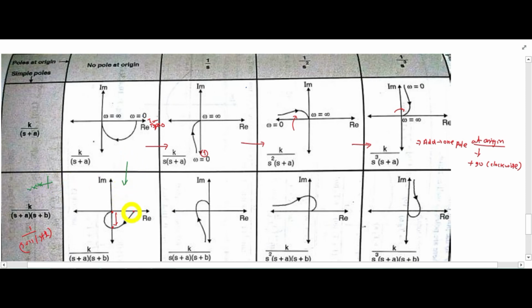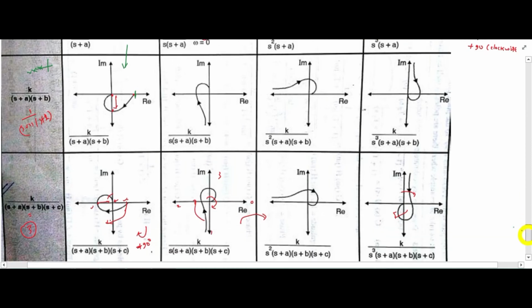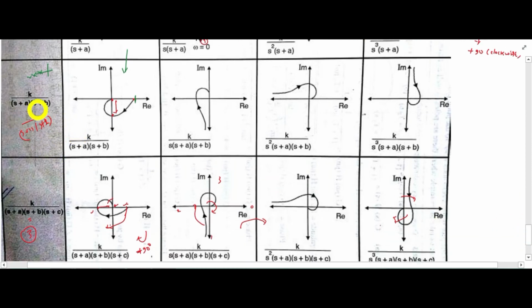Our polar plot tail remains at the same position, but the head of the polar plot shifted 90 degree in clockwise direction. Now see here, when I am adding a pole which is not at origin, 90 degree shifted. Again we are adding another pole, then the head shifted 90 degree in clockwise direction. Only head, tail remaining at this point. Now see the basic difference between the two.